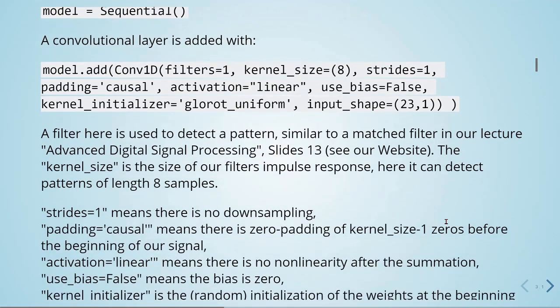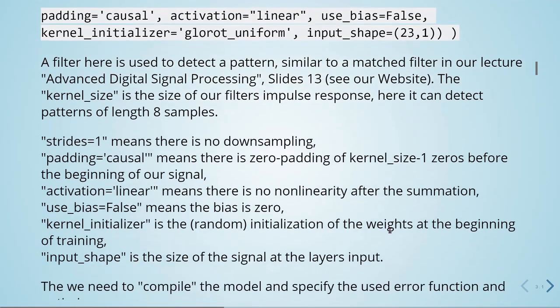Strides here means that there is no downsampling of the signal. A padding causal means that there is zero padding of kernel size minus 1 zeros before the beginning of our signal. The activation is linear means that there is no nonlinearity after the sum. So we are not using a sigmoid or hyperbolic tangent. We are not using a nonlinearity. Bias equals false means that the bias is 0.